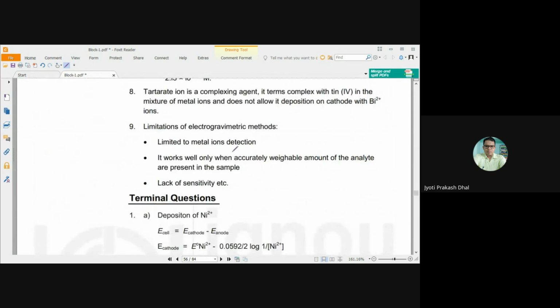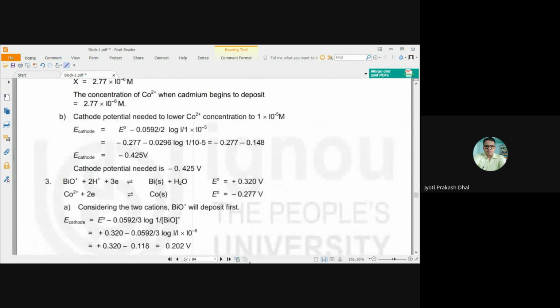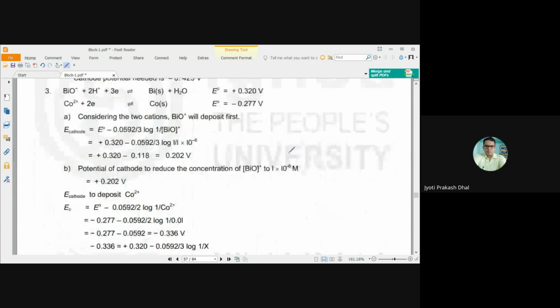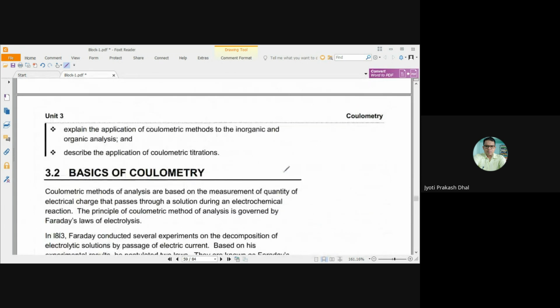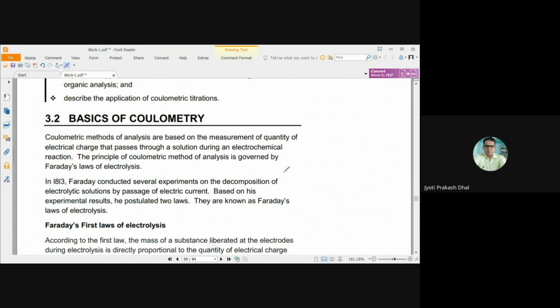Now we will move to the next unit, that is coulometry. So this is another long question. First we will discuss the basics of coulometry. Coulometric methods of analysis are based on the measurement of the quantity of electrical charge that passes through the solution during an electrochemical reaction.